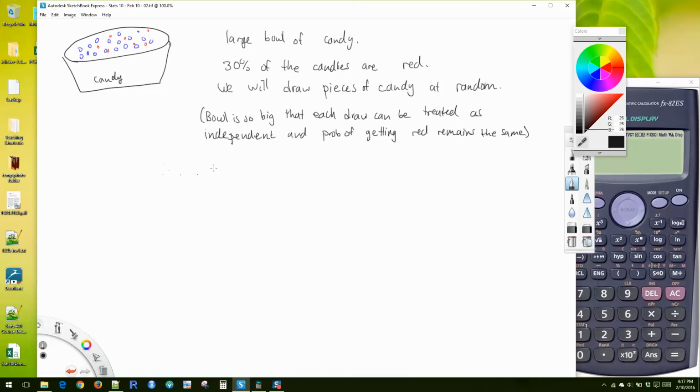Okay, so we'll start it off simple, and we will say we will draw 4 pieces of candy. What is the probability that I end up with 2 red pieces? And if I get 2 red pieces, that means I also have how many non-red pieces? Okay, so 2 red pieces, and that implies 2 non-red pieces.